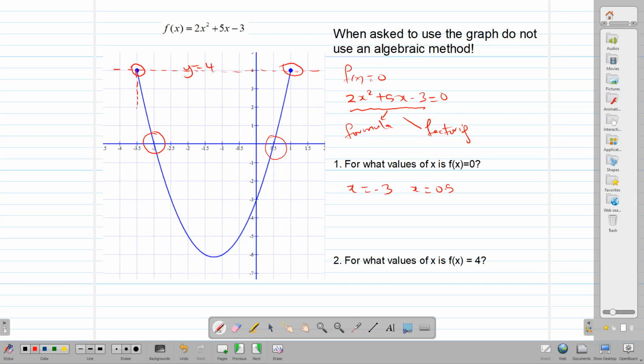So we drop a line down to our x-axis. It also intersects it here. We drop another line down to our x-axis. And we can see that our two values, when f of x is equal to 4, are x equal negative 3.5 and x equal 1.